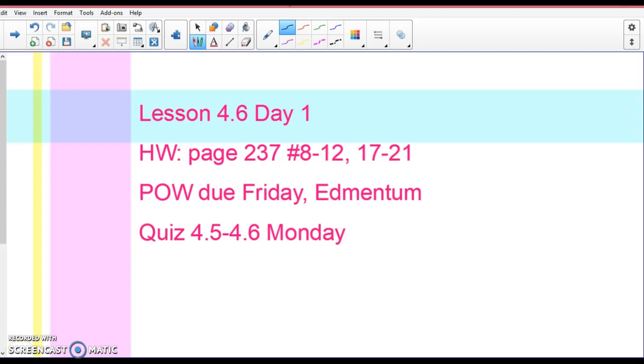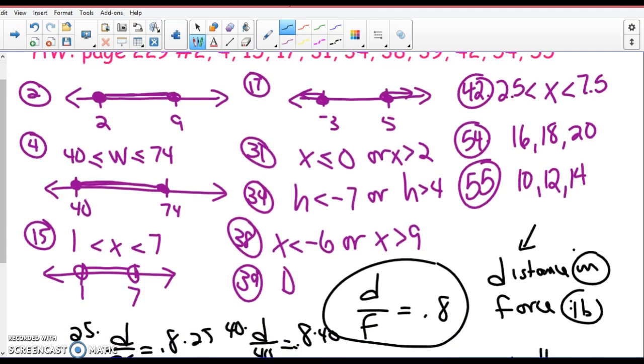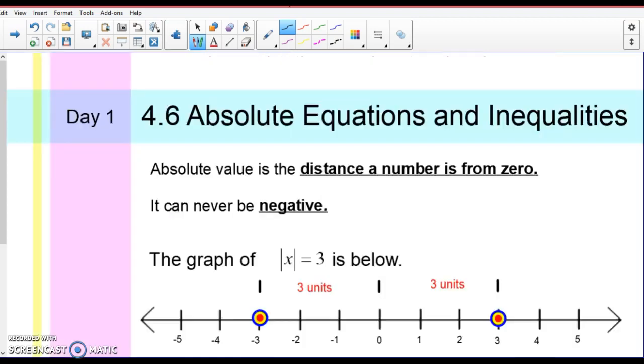Lesson 4.6, day 1. Here's the homework that goes along with it. Here are the answers to last night's homework in the purple. Go ahead and pause that and get your work checked. All right.